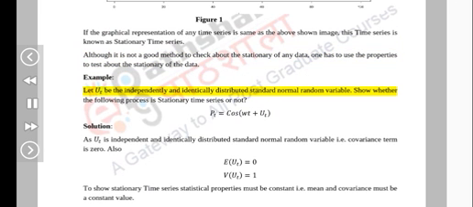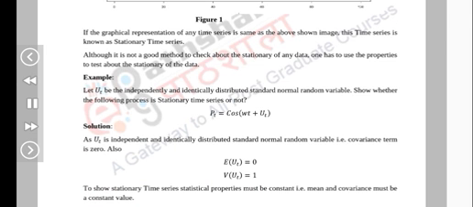Example. Let Ut be independently and identically distributed standard normal random variables. Show whether the following process is a stationary time series or not. Pt equals cos(wt) plus Ut. Solution. As Ut is an independent and identically distributed standard normal random variable, the covariance term is 0. Also, E(Ut) equals 0 and Var(Ut) equals 1. To show a stationary time series, statistical properties must be constant, i.e. mean and covariance must be a constant value.